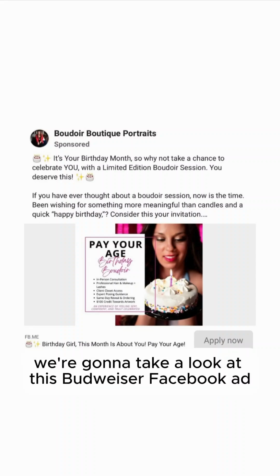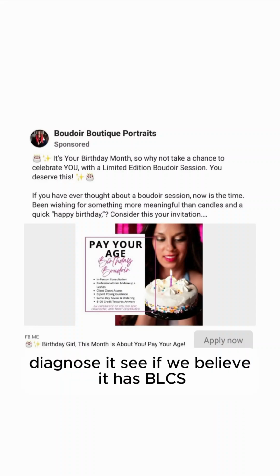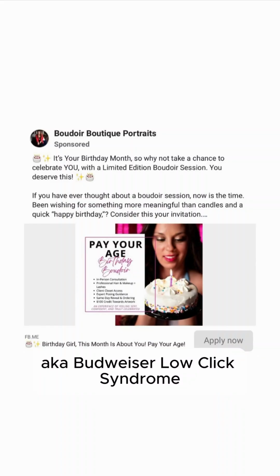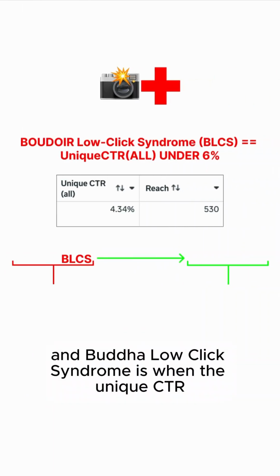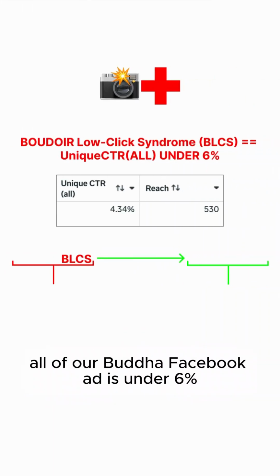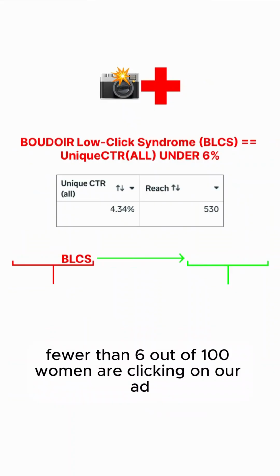All right, y'all, we're going to take a look at this Boudoir Facebook ad. Diagnose it, see if we believe it has BLCS, aka Boudoir low click syndrome. And Boudoir low click syndrome is when the unique CTR all of our Boudoir Facebook ad is under 6%. This means fewer than 6 out of 100 women are clicking on our ad.